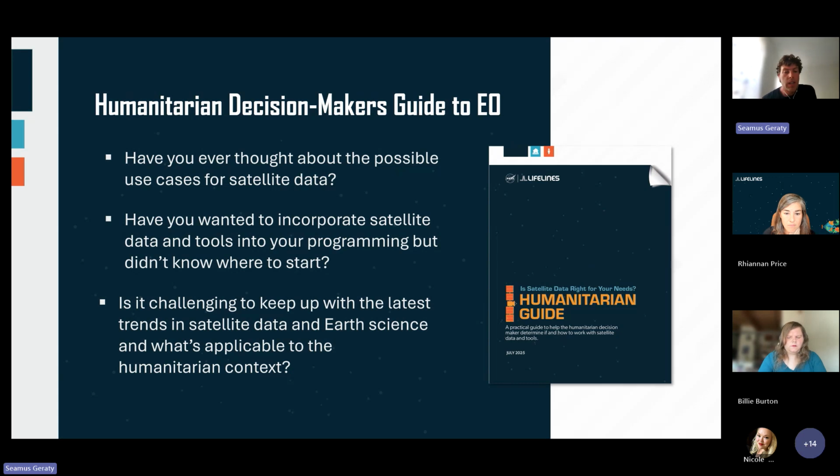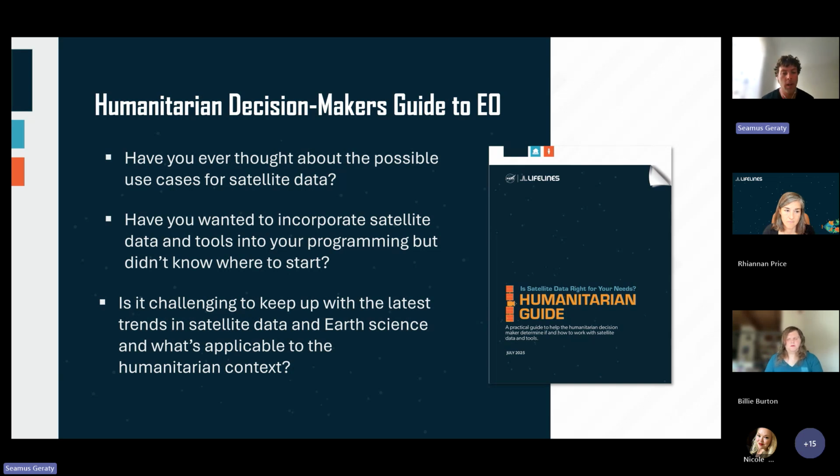So to address some of these things, awareness, access to expertise, and fit for purpose science, our team, led by two of our fellows, has been working over the last year to develop a practical guide to help humanitarian decision makers determine if and how to work with satellite data and tools. The guide doesn't get into the nitty-gritty of all the satellite applications in the humanitarian sector, data types, resolution considerations, and so forth.